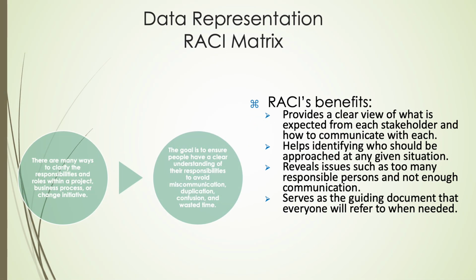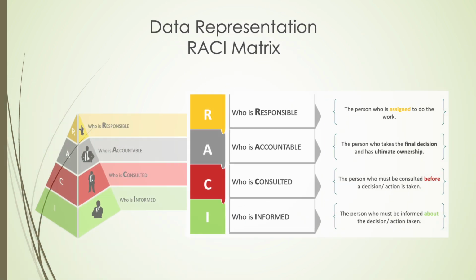The RACI matrix offers several key benefits for project management and team collaboration. It provides a clear view of what is expected from each stakeholder and how to communicate with them effectively. It helps identify who should be approached in any given situation, streamlining decision-making and communication. It reveals issues like having too many responsible persons or insufficient communication, which can lead to confusion or delays. The RACI matrix serves as a guiding document that everyone can refer to when needed, ensuring alignment and accountability throughout the project.